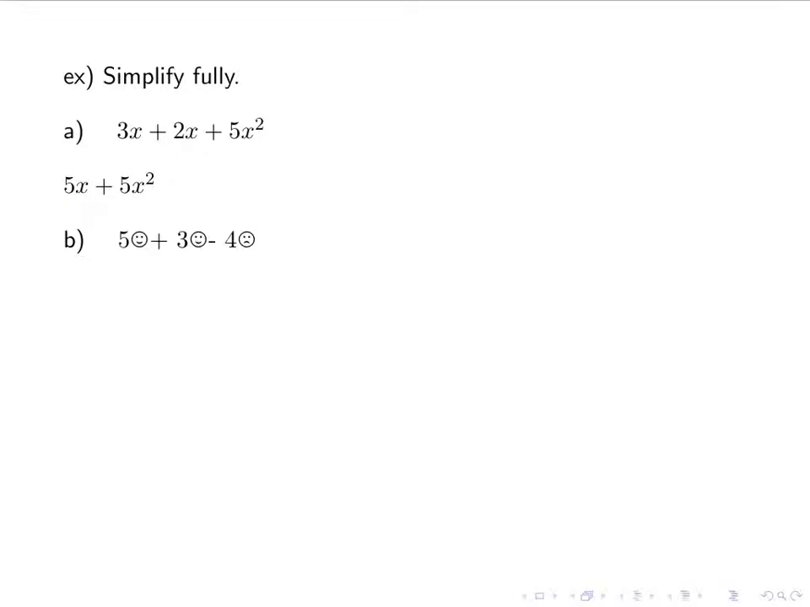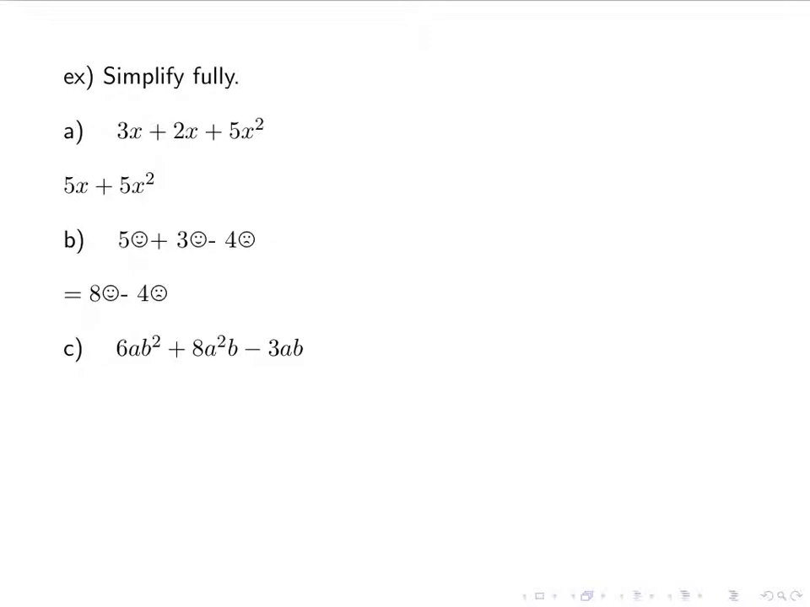B, 5 smiley face plus 3 smiley face minus 4 frowny face. Our variables do not have to be letters. They can be any non-number symbol that you want. So we look at our 3 symbols here and we say, are any of them the same? And hopefully we noticed we have 2 smiley faces and then a frowny face. So the 2 smiley faces I can add together. 5 plus 3 is 8. So I get 8 happy face minus 4 frown face.